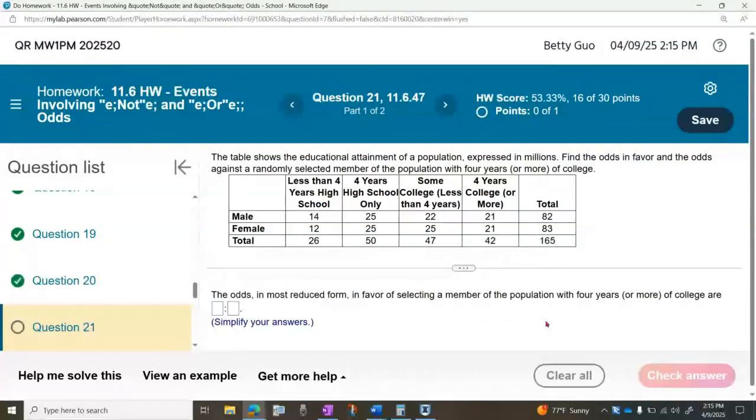Okay, so odds is not probability. Even though it does describe the chance or likelihood of a certain result, basically it compares the chance of that result happening with the result not happening. It is different from probability, but it uses probability. We are looking for the odds in most reduced form, meaning you have to simplify, in favor of selecting a member of the population with 4 years or more of college.